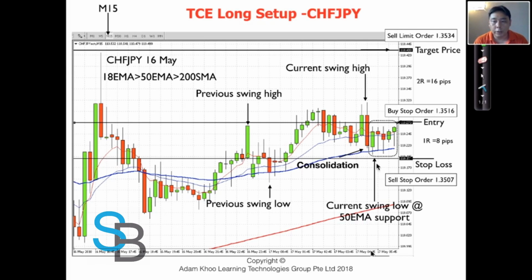We place our stop loss right below the low of the consolidation, which is the swing low, right below the swing low. All right, so the current swing low is there, stop loss at 3507. So again, 3516 minus 3507 is 8 pips. And again, that's our minimum. We need at least 8 pips. So our target price will be, in this case, 16 pips.